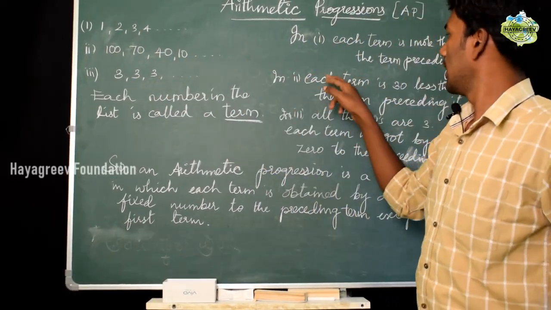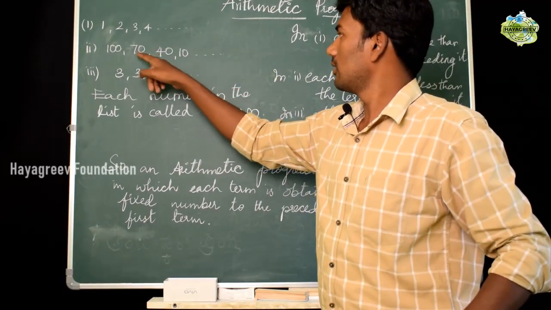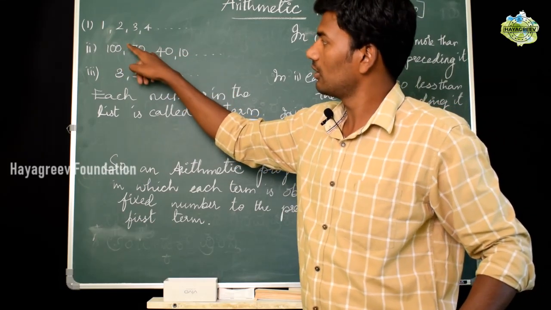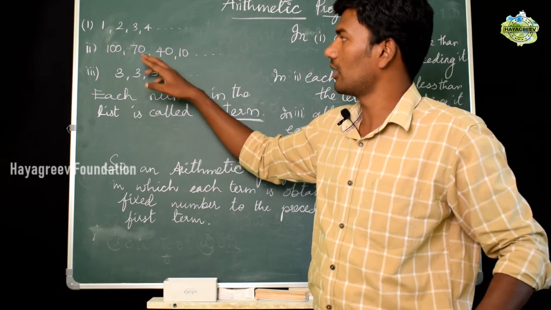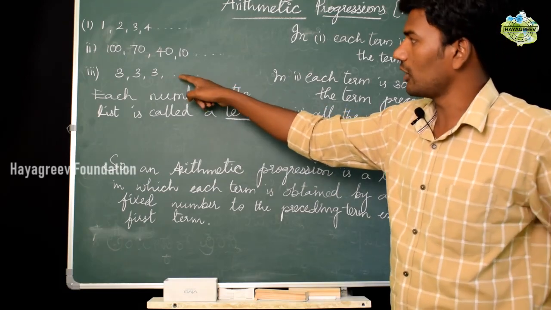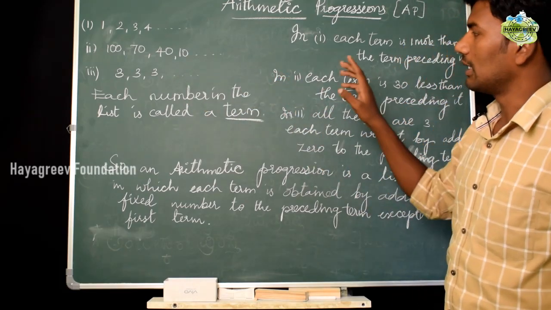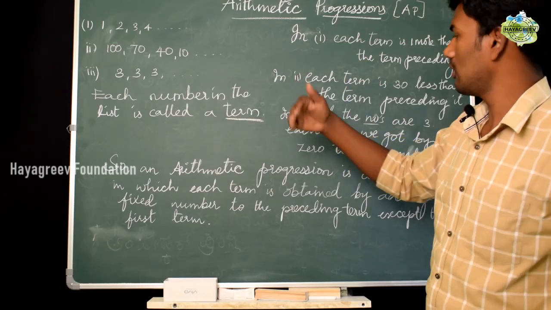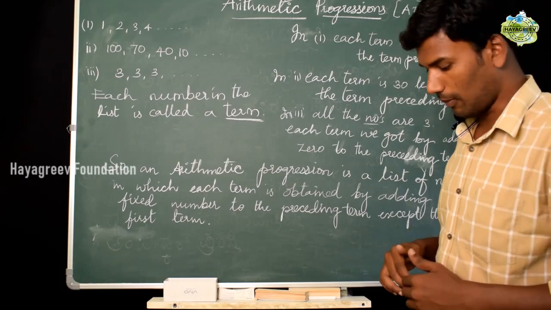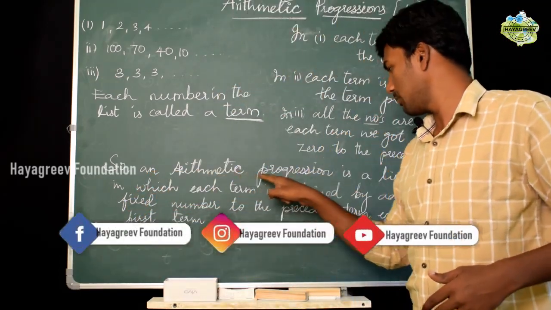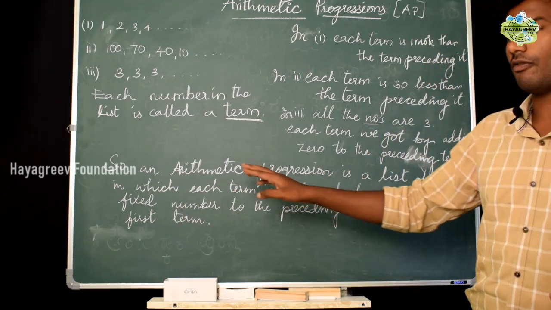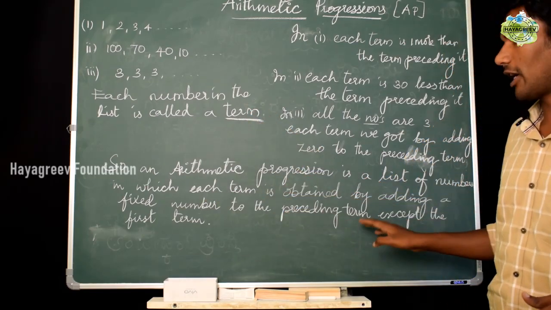In case 2, each term is 30 less than the term preceding it: 100, 70, 40, 10. 100 minus 30 is 70, 70 minus 30 is 40, 40 minus 30 is 10. And in the third case, all the numbers are 3. That means we obtained each number by adding 0 to the term preceding it. From this, I can conclude an arithmetic progression is a list of numbers in which each term is obtained by adding a fixed number to the preceding term except for the first term.